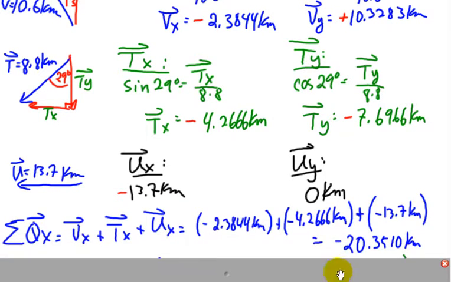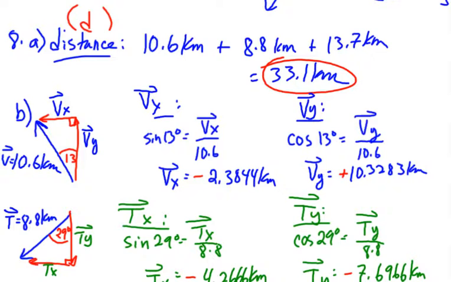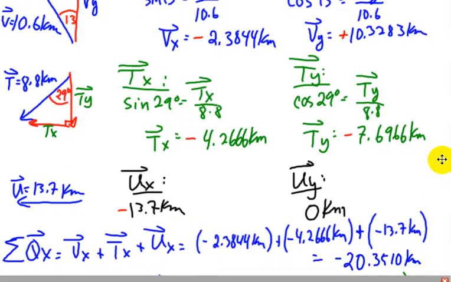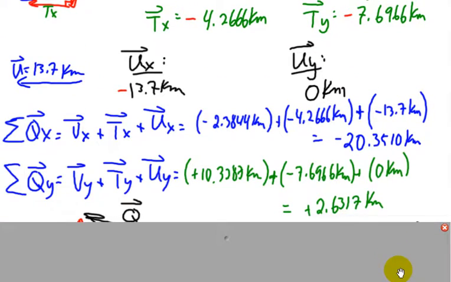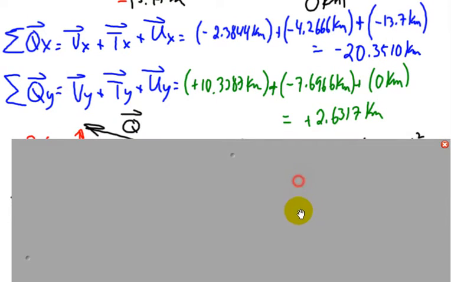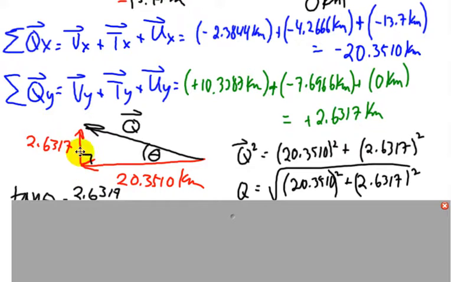So adding up all the x movements, we have a negative 2.38, a negative 4.266, and a negative 13.7, all combining to give 20.35. And all the y movements you can see, positive 10.3, negative 7.6, and 0, so there's only 2 to combine there, and we get 2.6317. So this negative sign and this positive sign help us to draw or sketch what the x and y movements are. We're going in the negative x direction, positive y direction. So negative x, positive y.